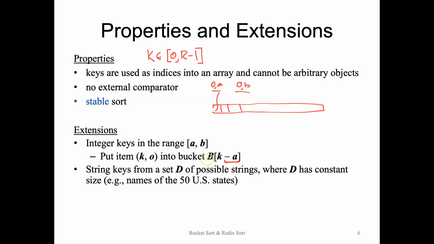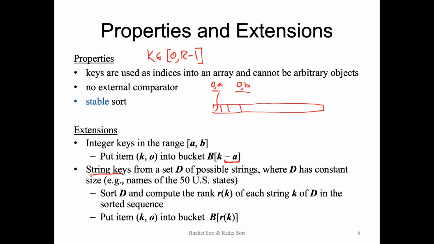We could also adapt this even if we didn't have integers. If we had string keys, but a constant number of those keys, maybe those are our states, for example, then we can map each key that isn't an integer to some unique integer within the range of 0 to some number, and use bucket sort that way as well.